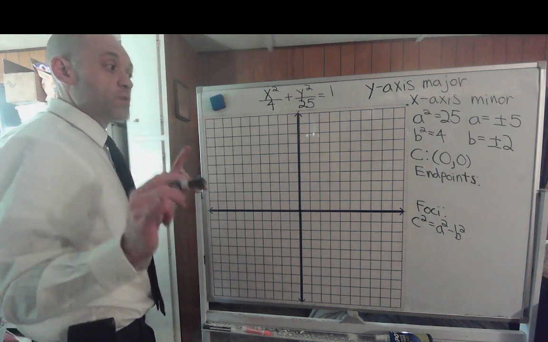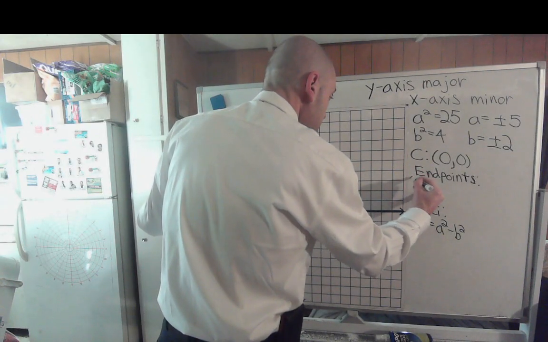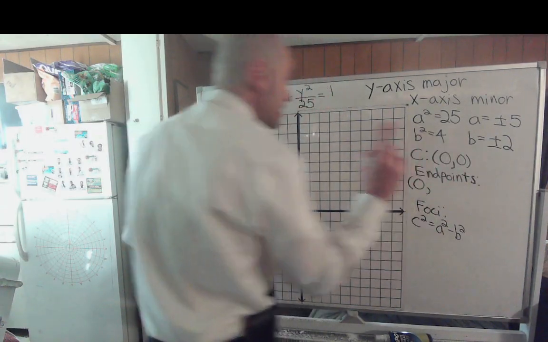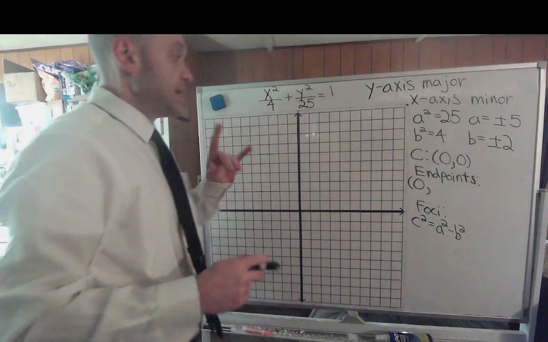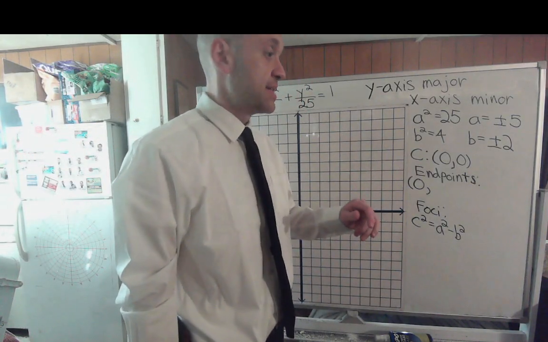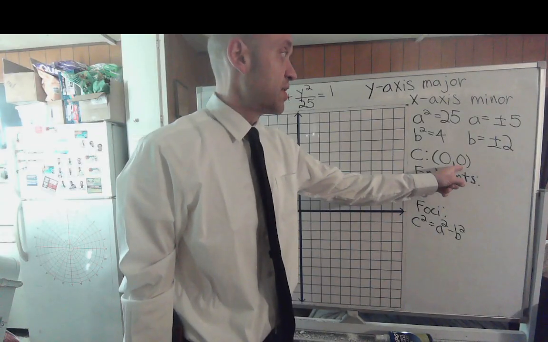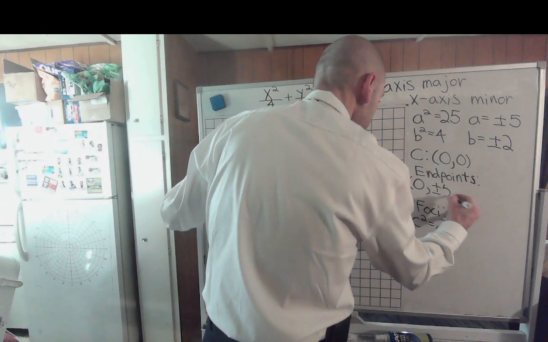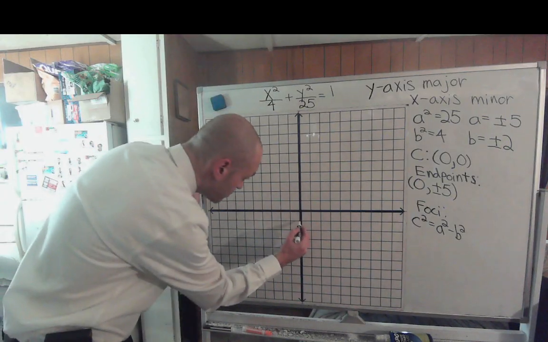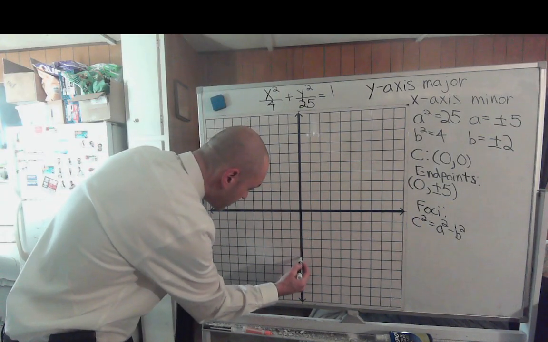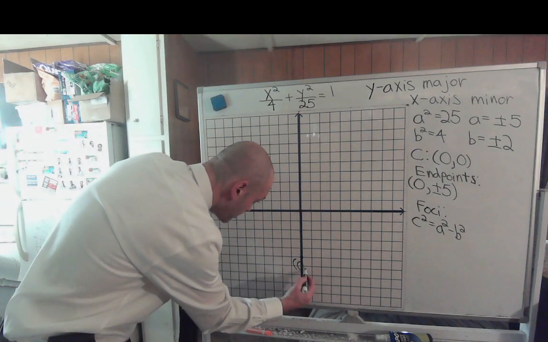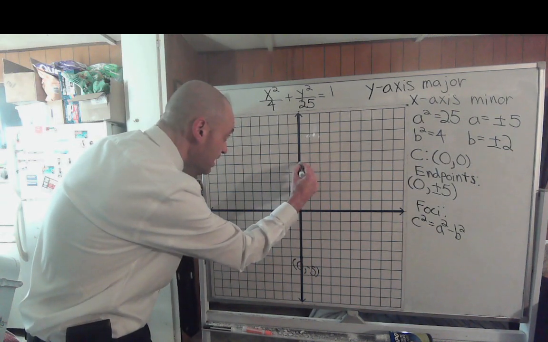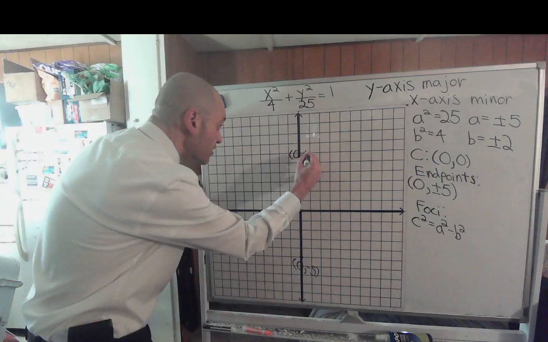Endpoints now, let's start with the major axis first. If the major axis is the y-axis, that means at first we're going to leave the x-coordinate of 0 intact. Now, the y-axis then, we're going to take our y-coordinate of the center, add and subtract that 5 from it, so you'll get 0 plus and minus 5 would be your endpoints. So 2, 3, 4, 5. All right, so here is 0, negative 5. Now we got to go up to 0, positive 5, which is going to be right there.